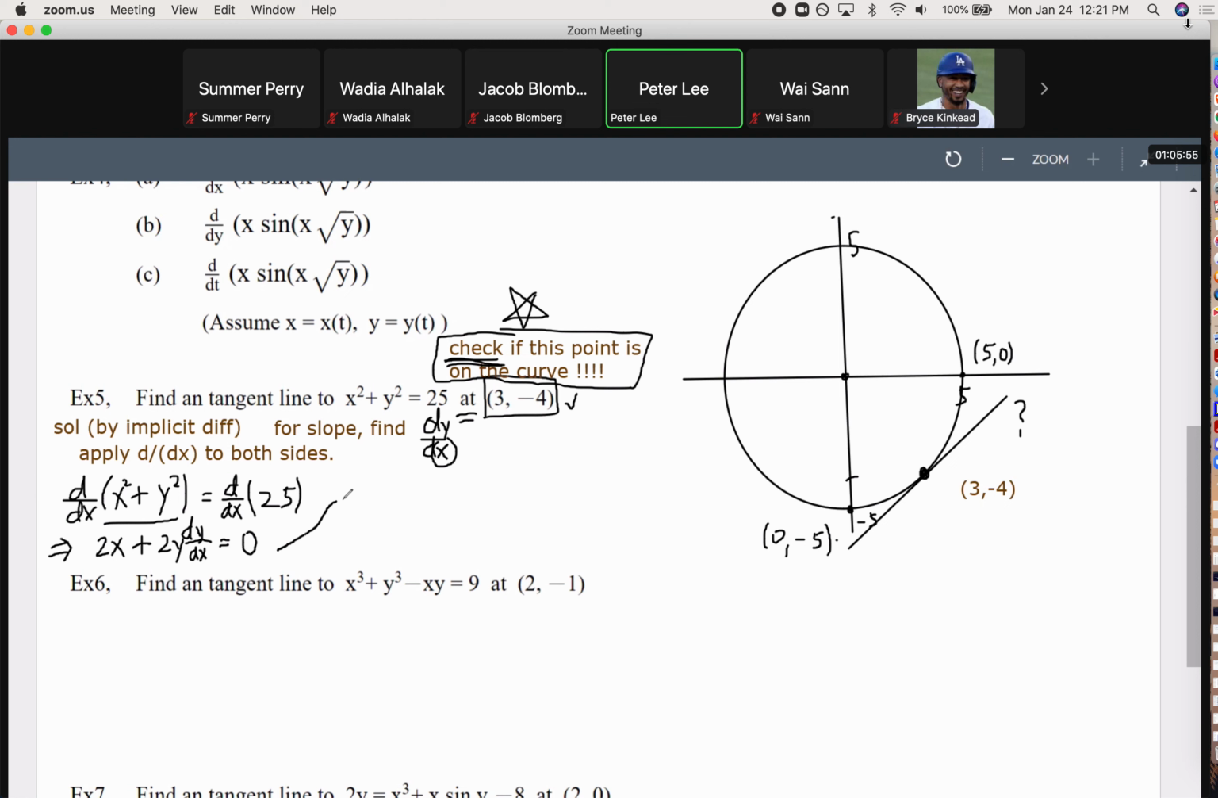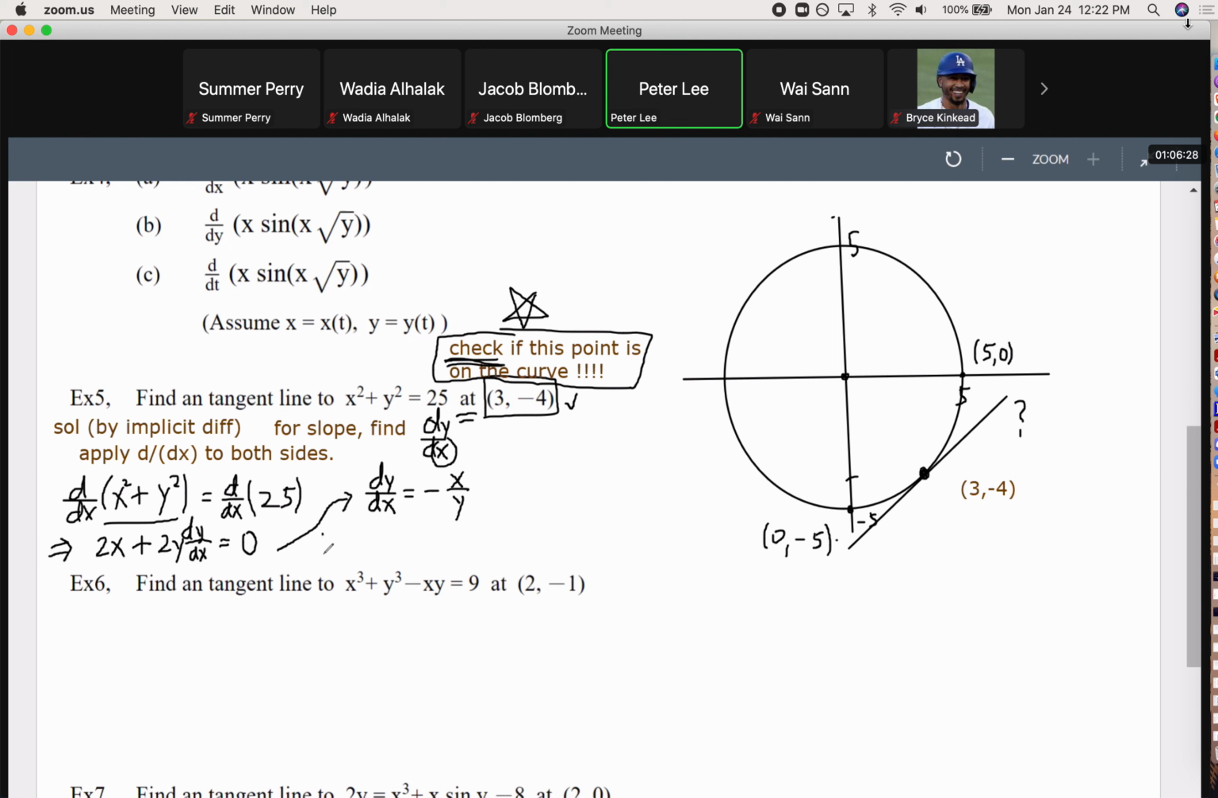So now from here, what do we get? We solve for dy dx. If we do that, we multiply both sides by a half, and the 2's will go away. So now dy dx is equal to negative x over y. That's what you get. Any questions so far? So we get dy over dx is equal to negative x over y.